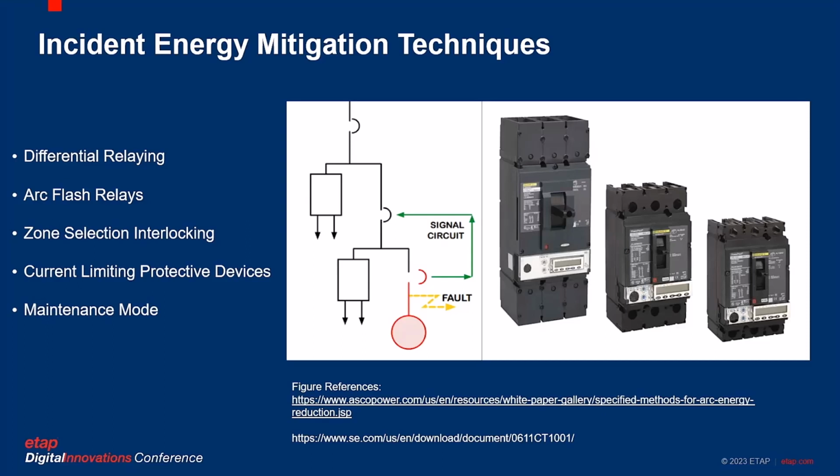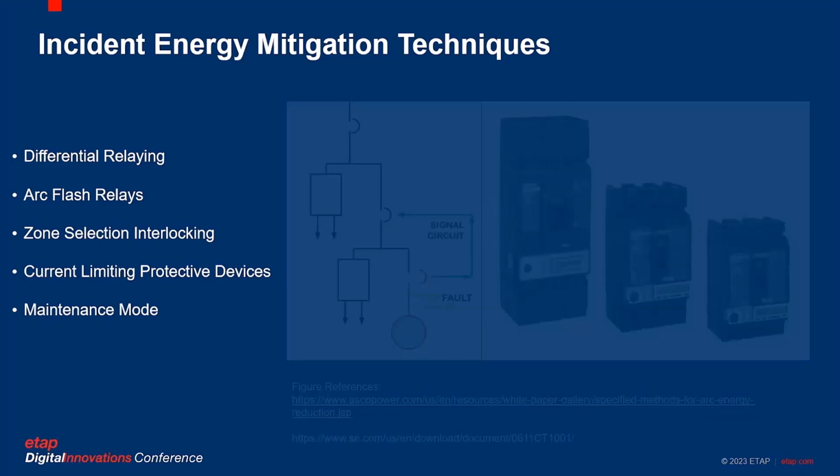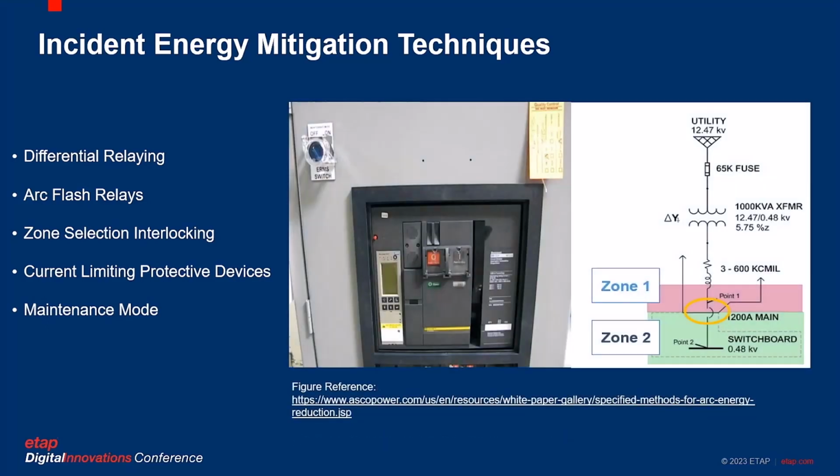Now, these mitigation techniques that we've discussed so far, differential relaying, arc flash relays, zone selective interlocking, current limiting protective devices, these are all examples of devices or mitigation techniques that can be configured to reduce the incident energy release for line side arcing faults. However, you have to be very careful when choosing mitigation techniques because that's not always the case. And I'll show you an example of that next. For example, let's go back to the very beginning of the PowerPoint where we talked about that simple radial system on the right-hand side of this figure.